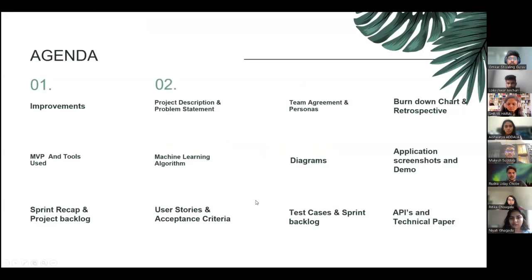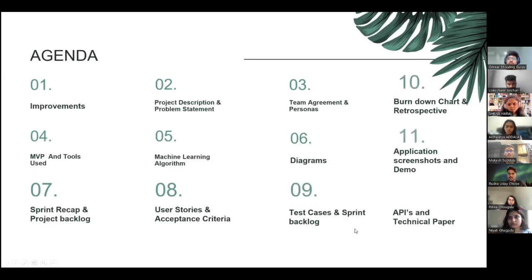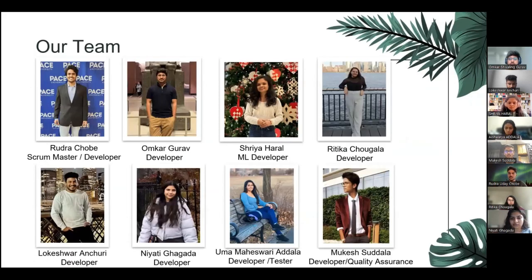So we'll be going through all the pointers, that is improvements, project description and problem statement, team agreement and personas, MVP and tools that we have used, machine learning algorithms that we have used, diagrams, all the sequential diagrams, architectural flows, sprint recap and project backlogs, user stories and acceptance criteria, test cases and sprint backlogs, burn down charts and retrospectives that we have gone through in all the sprints, application screenshots, and there will be a demo, and the APIs that we have used, and the technical paper.